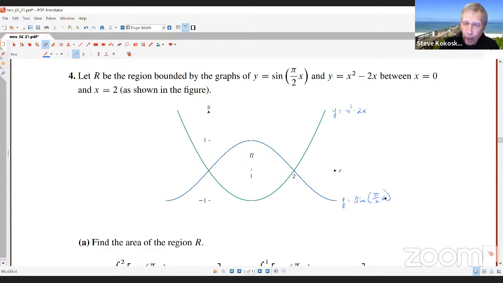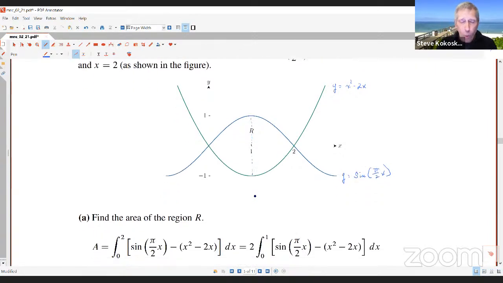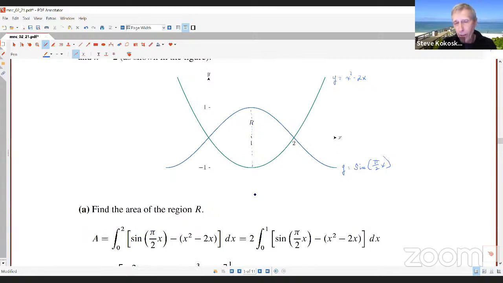One thing I noticed right off the bat here, I'm going to draw in a sort of dashed line. There is a lot of symmetry here, and I'm going to make use of that symmetry as I solve this problem. So one of the first things I want to do is find the area of this region R.